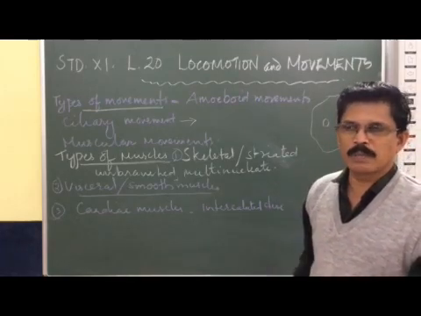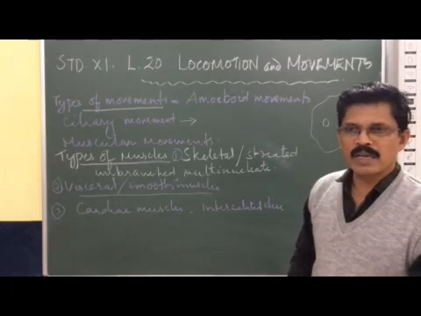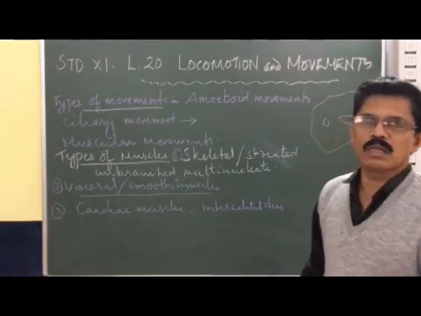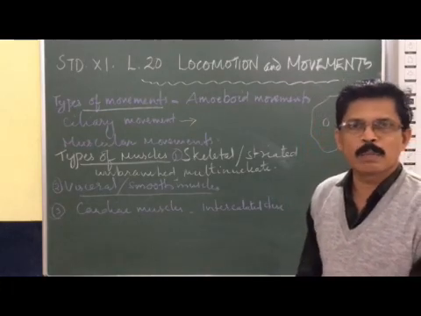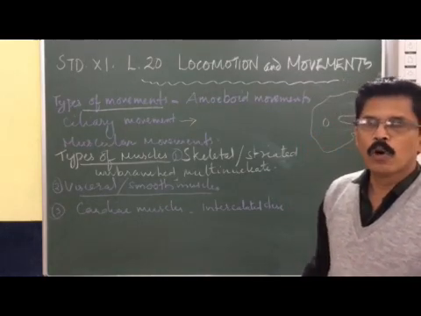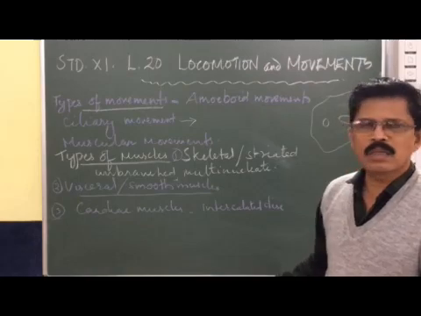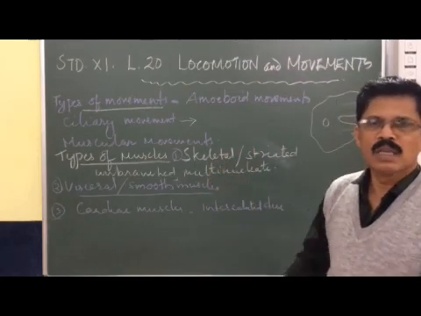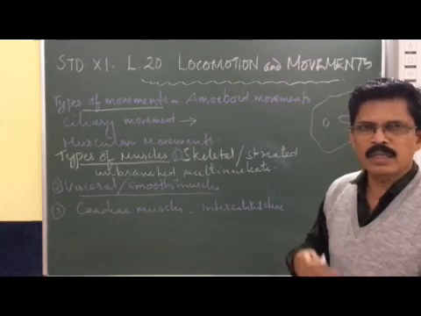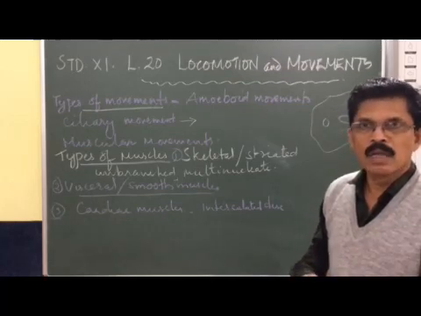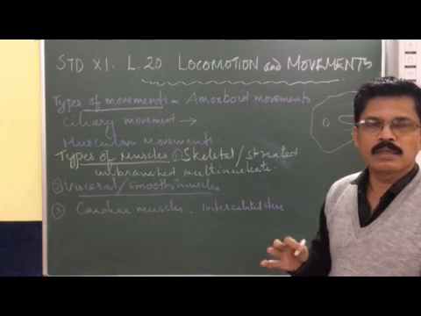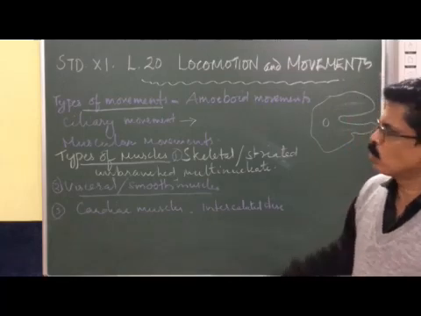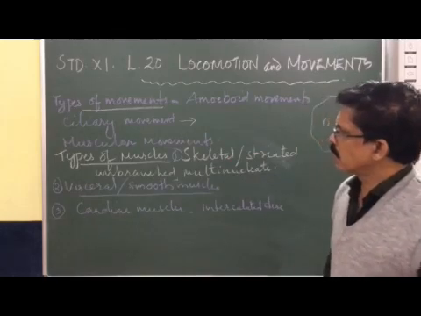So ciliary movements can be shown by unicellular organisms like paramecium, whereas many internal body cells like ciliated columnar epithelium and ciliated cuboidal epithelium, all these epithelial cells which possess cilia, show various types of movements. Even inside our stomach and intestine, the villi show certain movements. So all these movements come in this category, ciliary movements.